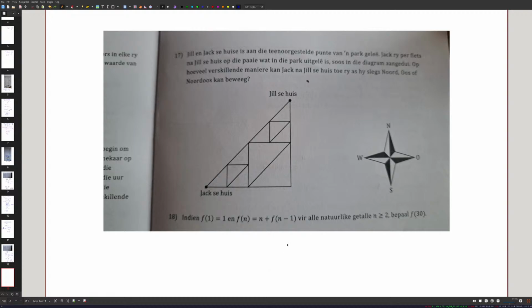Afrikaans. Jill en Jack se huise. Oh, se huise. Dutch is again corrupting my brain. The Dutch pronunciation of huis is actually house, like basically the same as the English word.